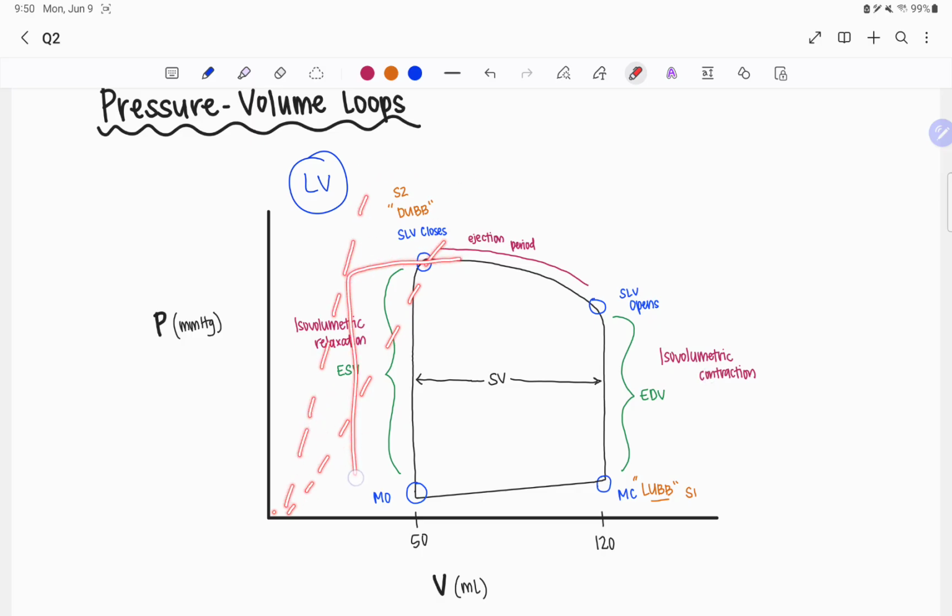we're going to have a shift here. And so now this is what our new PV loop would look like. Can you see how this is shifted over from where it was? That's because of increased contractility due to calcium in the heart. Okay, so it shifts this line up. This is the inotropic line.